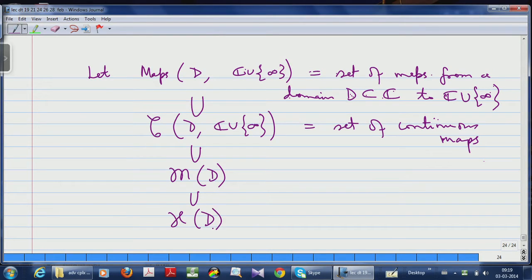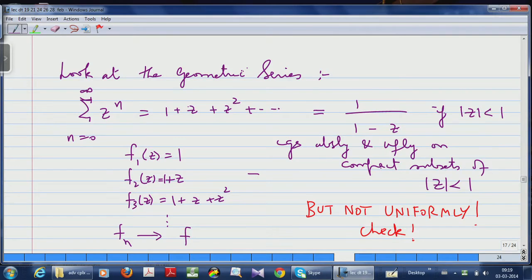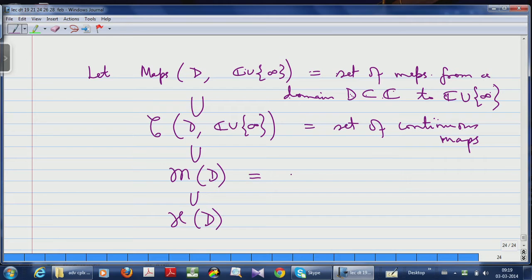And then, of course, there is the further subset H of D. This is the subset of all holomorphic functions, or analytic functions. And holomorphic or analytic functions are also, by default, included as meromorphic functions. So a meromorphic function is a function which can either be analytic, or if it has singularities, the singularities must only be isolated, and they must be only poles. That's the definition. So the definition of meromorphic includes the definition of holomorphic. Let me write that. So M of D is meromorphic functions, and H of D is holomorphic functions.